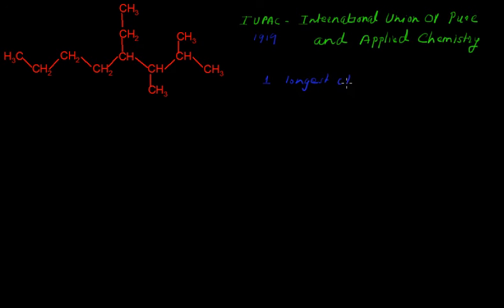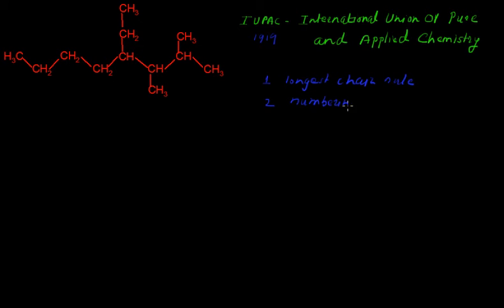Longest chain rule. According to this rule, we have to select the longest chain in this molecule. Now we have the chain like this, we have the chain like this, and also we have the chain like this. Now in these three chains, the middle one is the longest chain in this molecule. After that, the second rule will come, and the second rule is numbering to the carbon atoms.